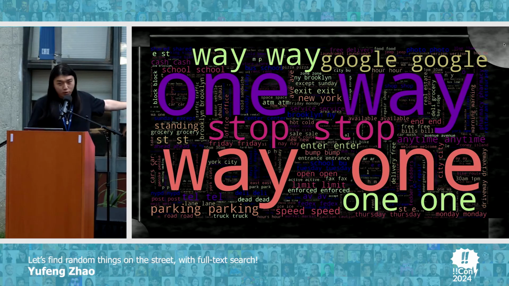So this is the word cloud of all the OCR results. Not surprisingly, you see a lot of "one way," a lot of "stop," "New York," "exit," "parking," "speed." 30 a.m., 10 a.m. is also quite common. And the "Google" is from the almost translucent watermark that Google adds on to the Street View.